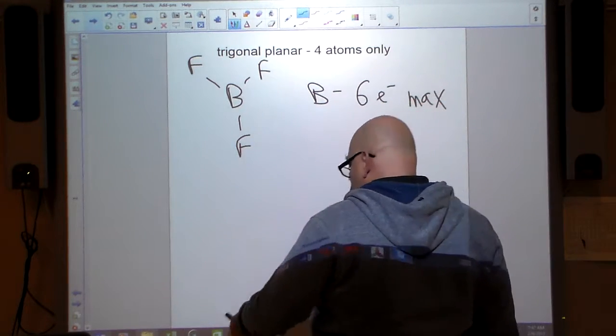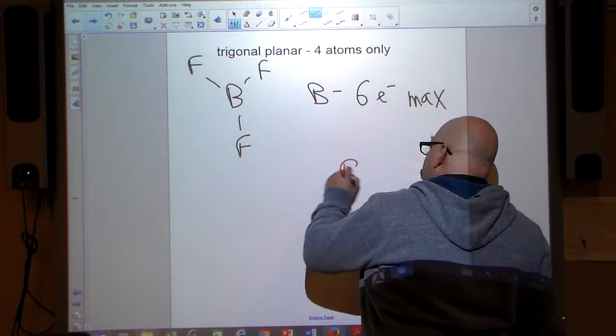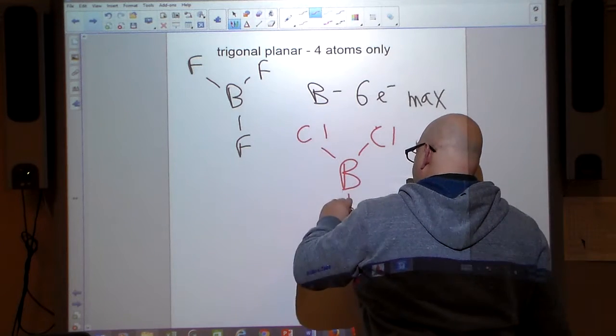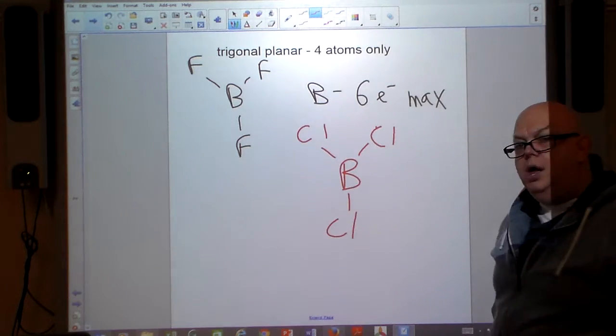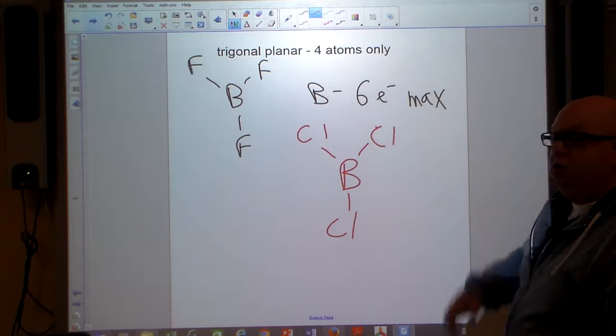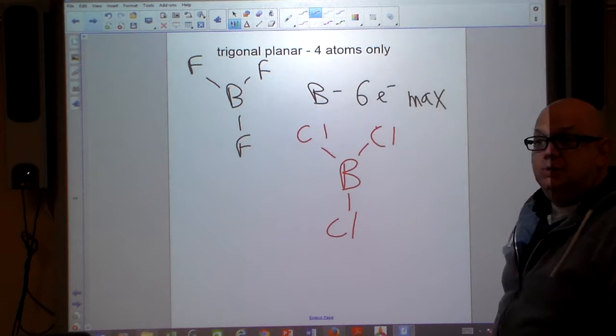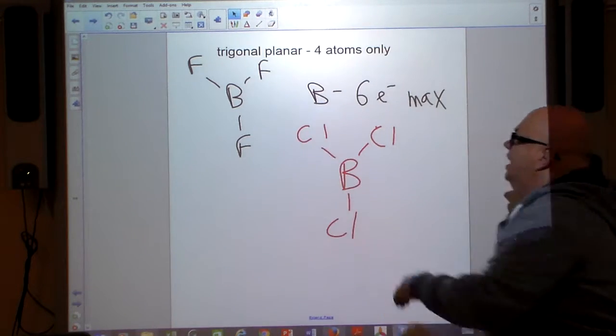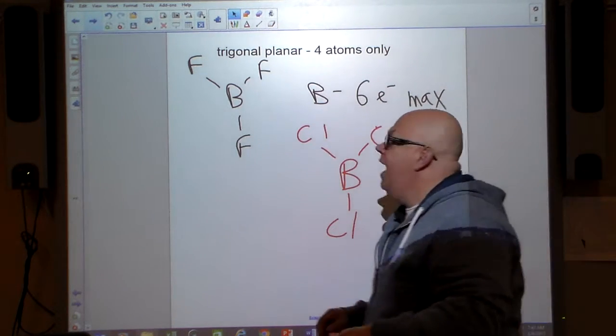Now, what else will work with this? Well, we have another one here where we can have boron trichloride. That's another trigonal planar. Absolutely, it can be. All right, so these are 2 examples of trigonal planar, 4 atoms only.